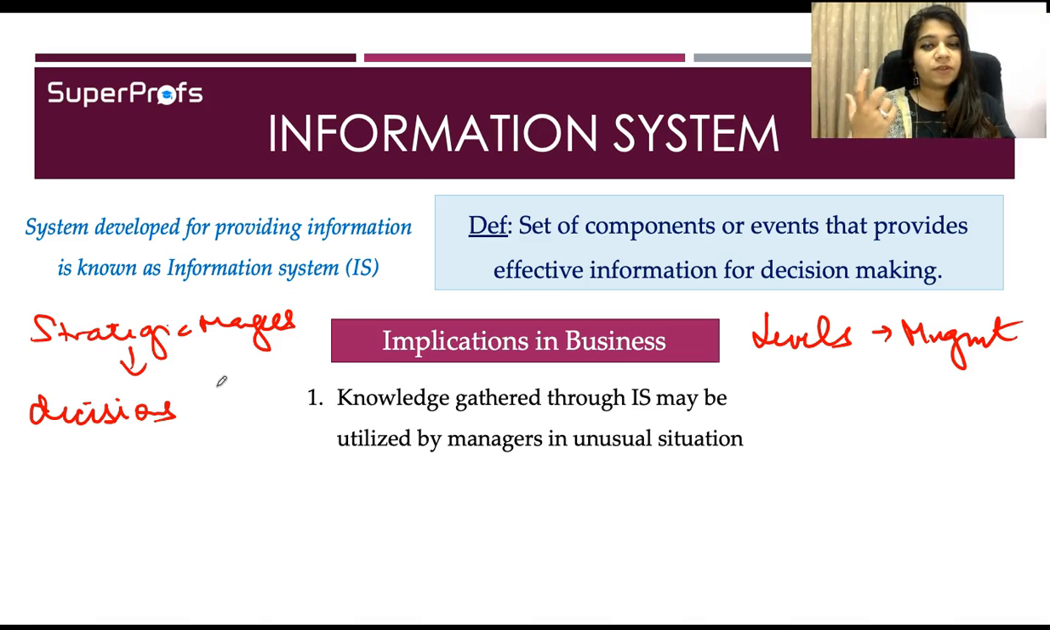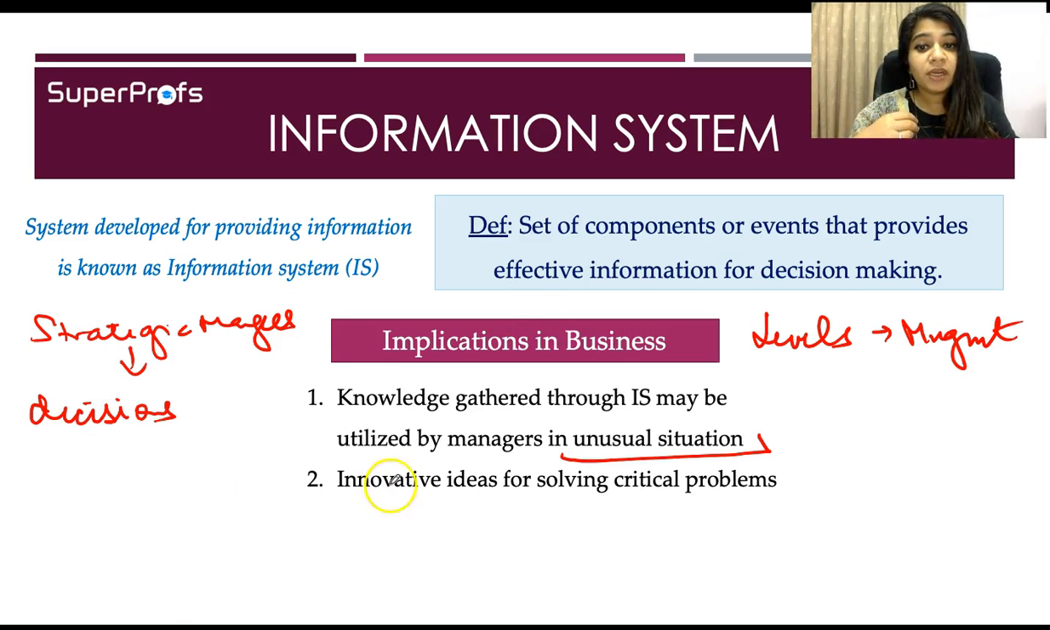So first of all, knowledge gathered through the information system may be utilized by managers in unusual situations. As I mentioned, an unusual situation is something which has not occurred before or which was not predictable. Because of the previous information which has been gathered, you might decide what is the right thing to do in an unusual, unpredicted situation. Then, innovative ideas for solving critical problems based on information. Let's say there is a new piece of information, or there are many findings. Based on that, you will find an innovative idea for solving a critical problem.